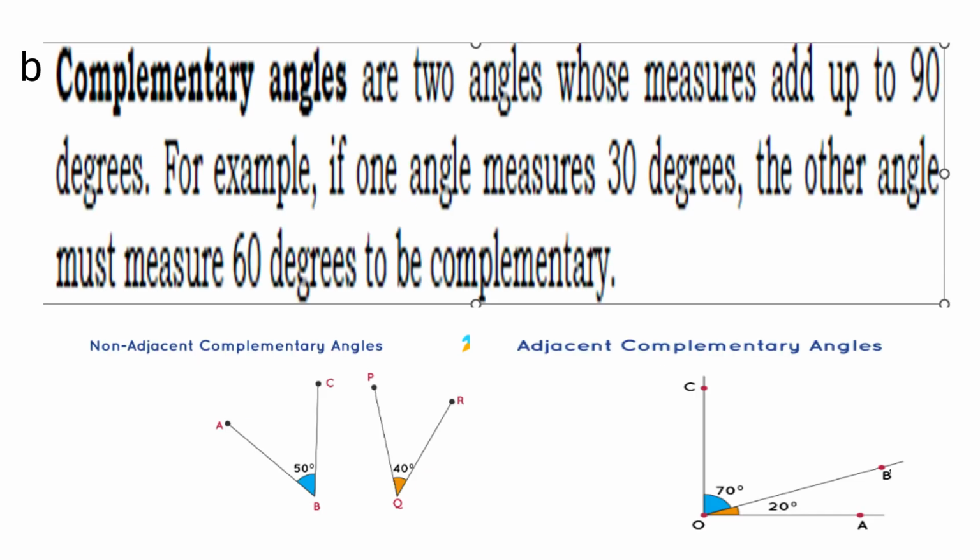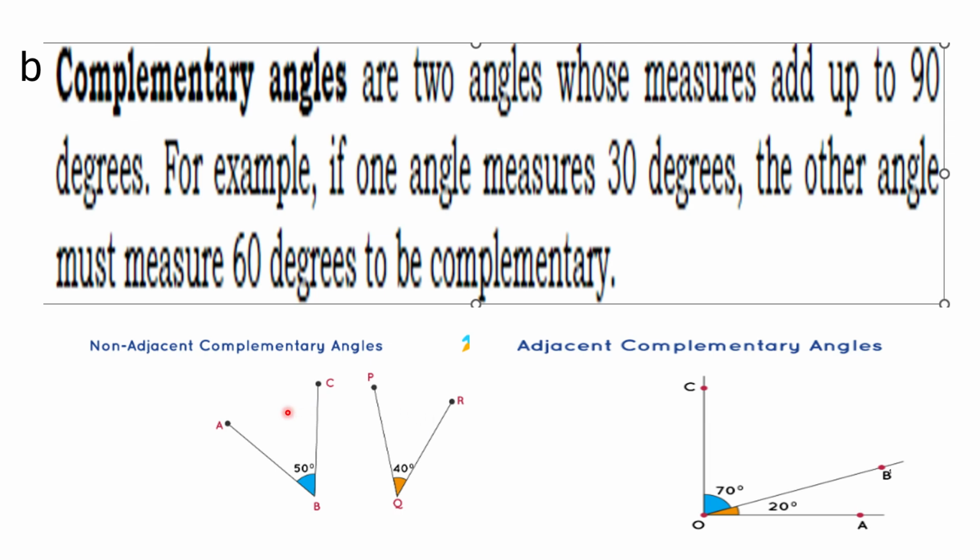Next is complementary angles. So these are two angles whose measures add up to 90 degrees. For example, if one angle measures 30 degrees, the other angle must measure 60 degrees to be complementary. So here we have two kinds of complementary angles. One is the non-adjacent complementary angles, and the other is adjacent complementary angles.